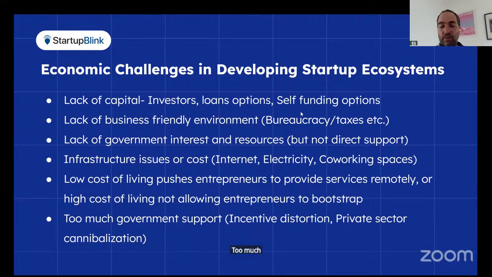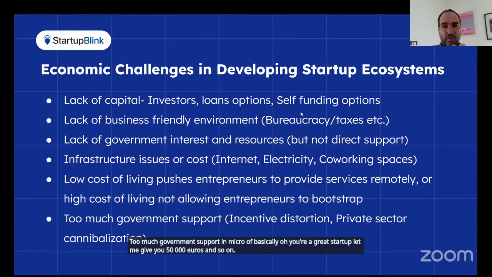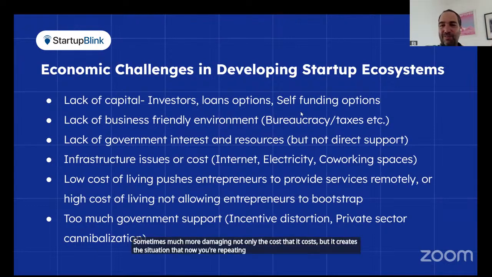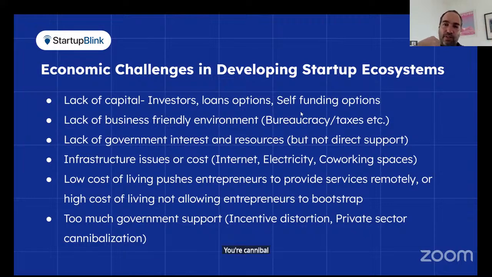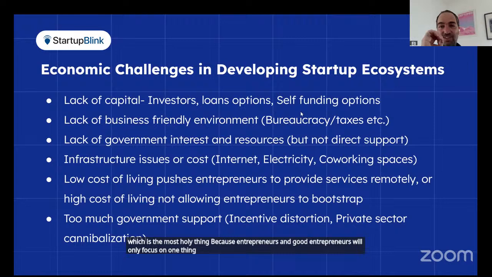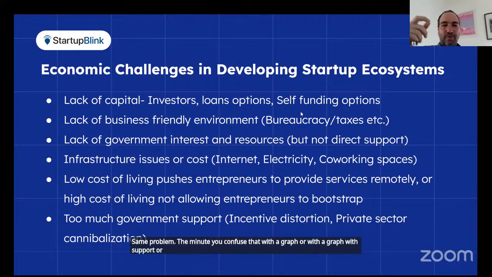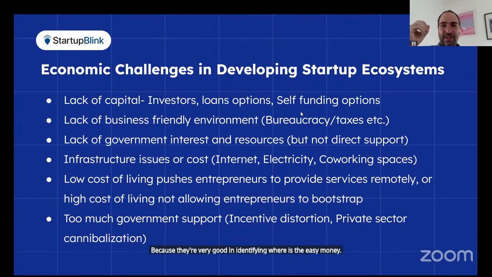Too much government support in micro, basically, oh, you're a great startup, let me give you 50,000 euros and so on, is sometimes much more damaging, not only because of what it costs, but it creates a situation that now you're competing with the private sector investors, you're cannibalizing them, and you're distorting the incentives of entrepreneurs, which is the most foolish thing. Because good entrepreneurs will only focus on one thing: product and selling. Sales, product. The minute you confuse them with a grant or with support or give them 500,000 or 100,000, you're now turning them into bureaucrats because they're very good at identifying where is the easy money. And the easy money, in a perfect place, is by building a great product and selling it.